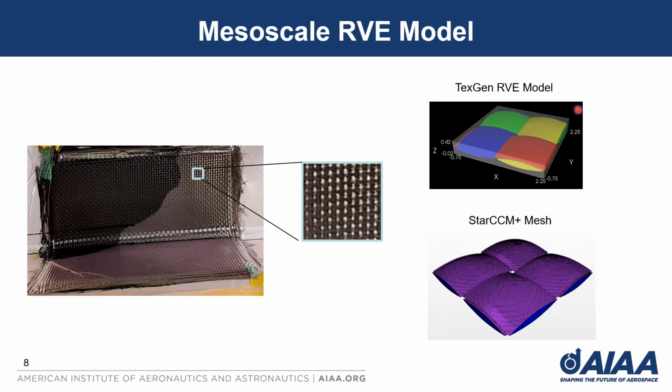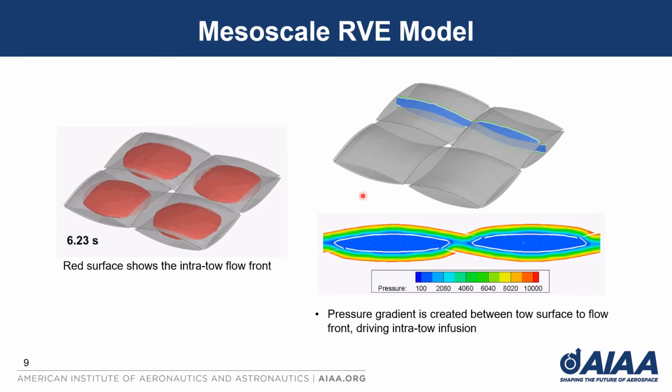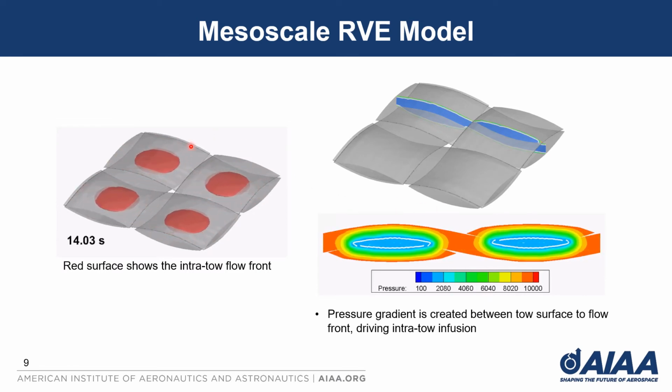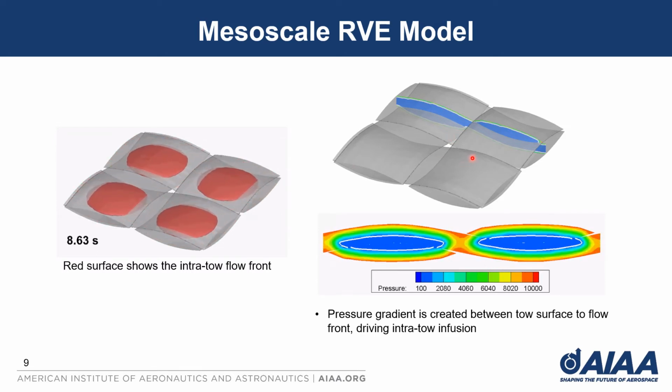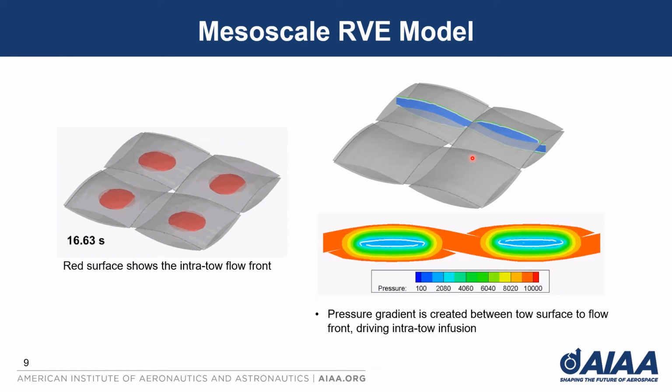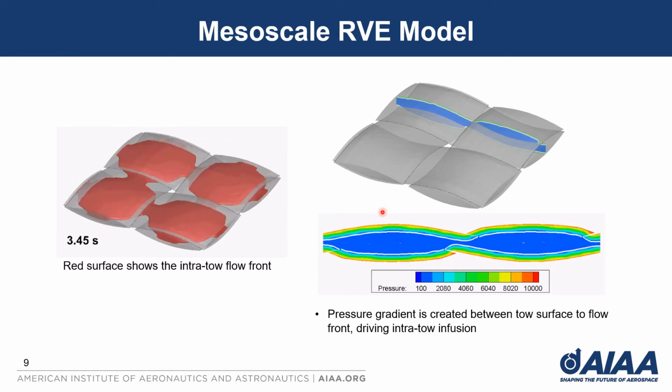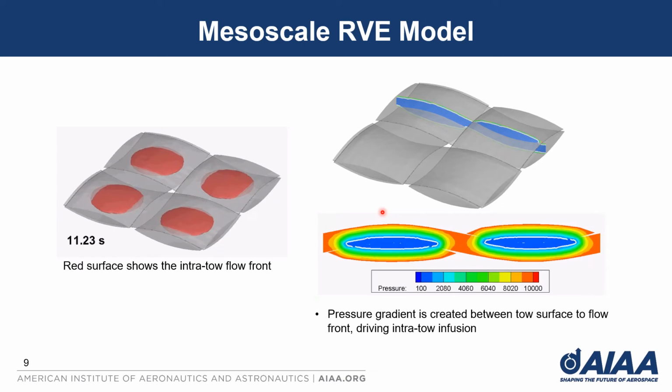To calculate the mass sink term more accurately, we take a mesoscale approach where we estimate the yarn dimension from our fabric and generate a texture model for the representative volume element, or RVE. Then we import the RVE geometry into STAR-CCM to do the meshing and the intra-tow infusion simulation. Here on the left, the red surfaces are the flow front in the intra-tow infusion. On the right, we show the pressure distribution on the slice of the RVE. The pressure gradient is established from the tow surface into the air, driving the impregnation of the resin into the tows.